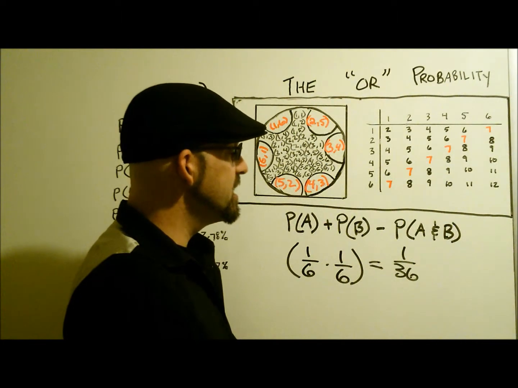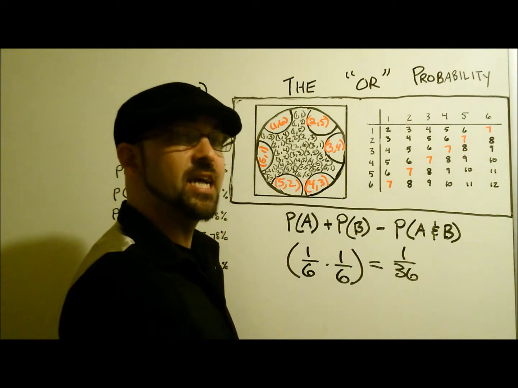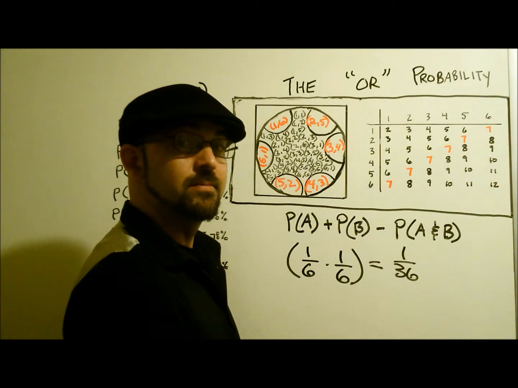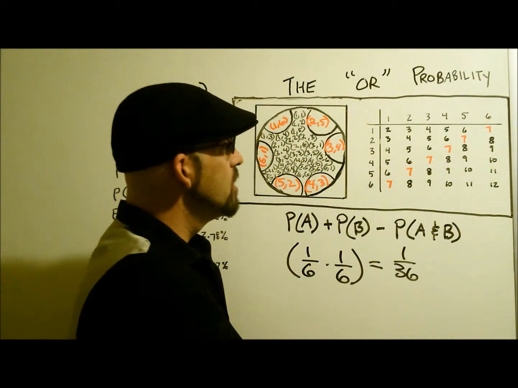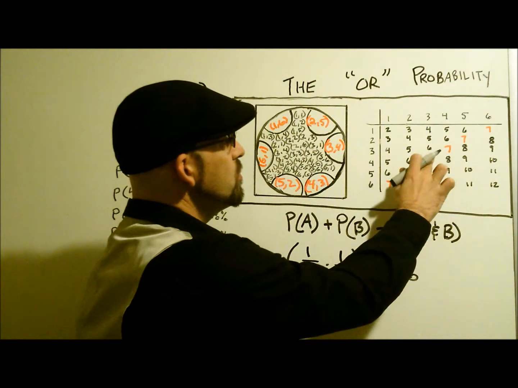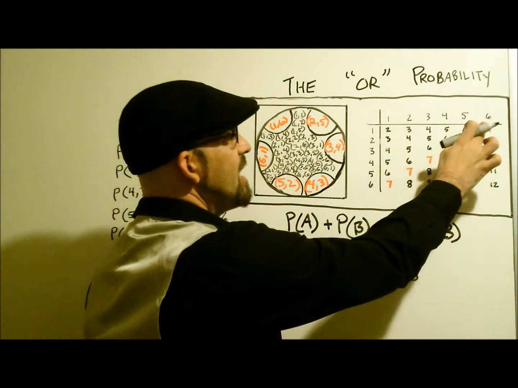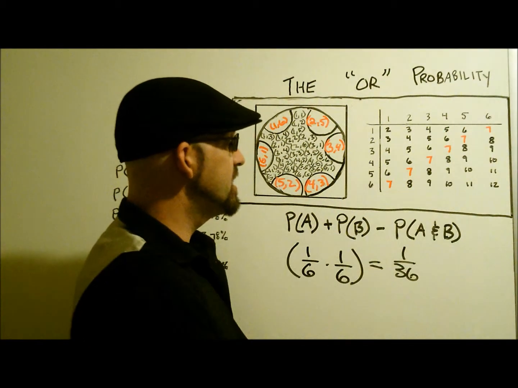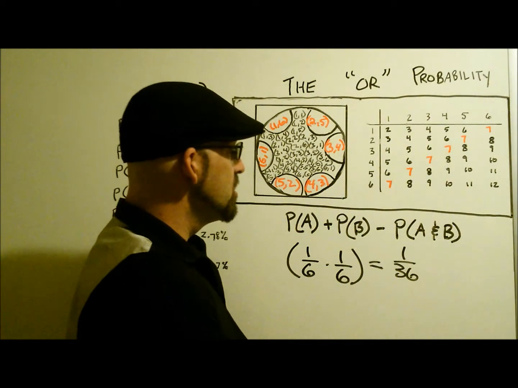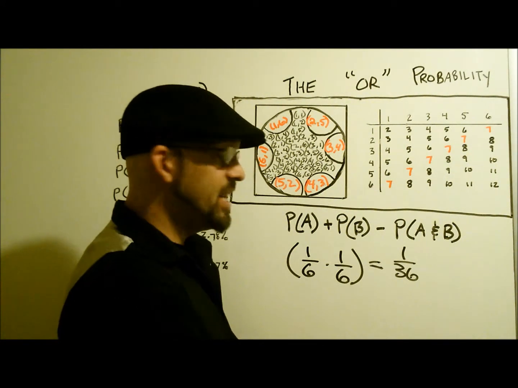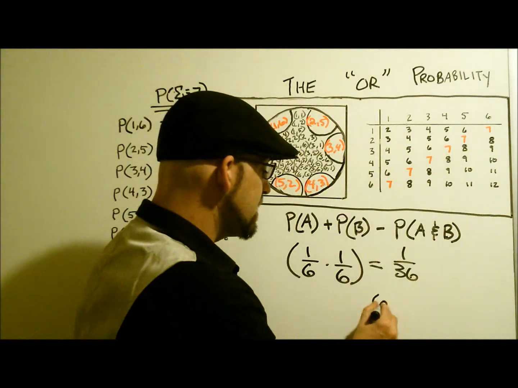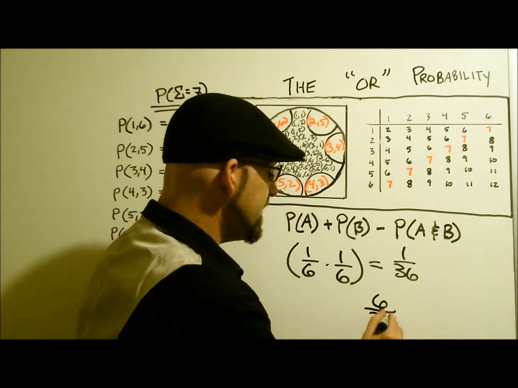Our question is, how much do we get a sum of 7? Well, how many are there? Let's count. 1, 2, 3, 4, 5, 6. There's 6 different ways. So the probability of getting that is going to be 6 over 36.